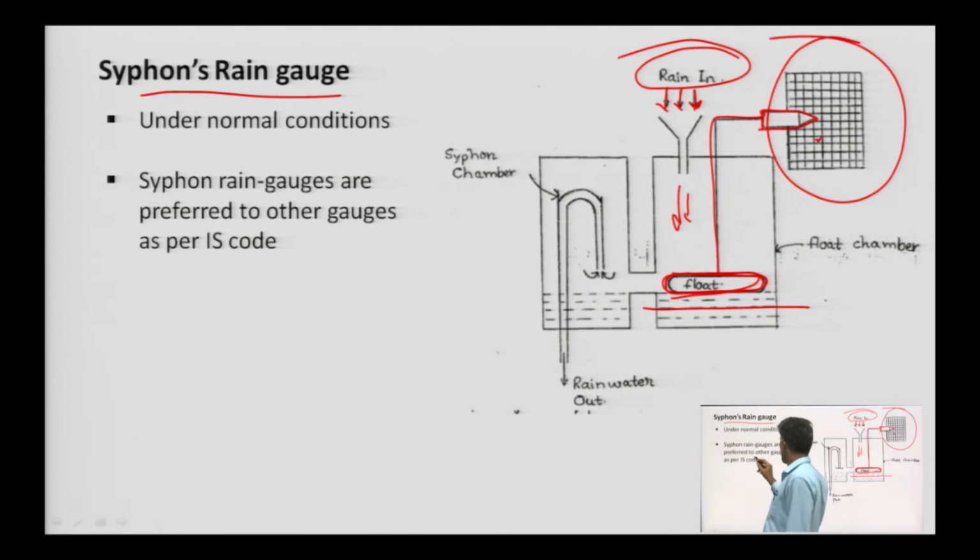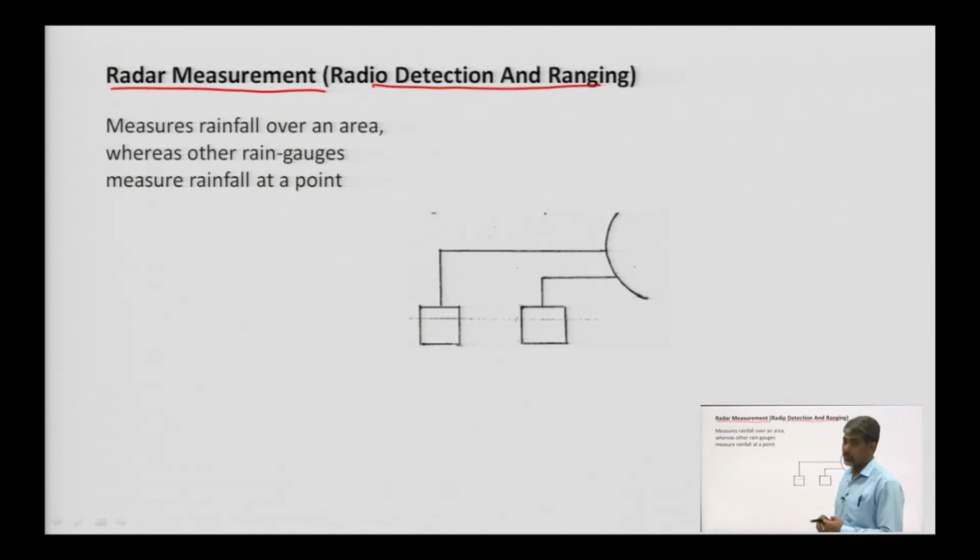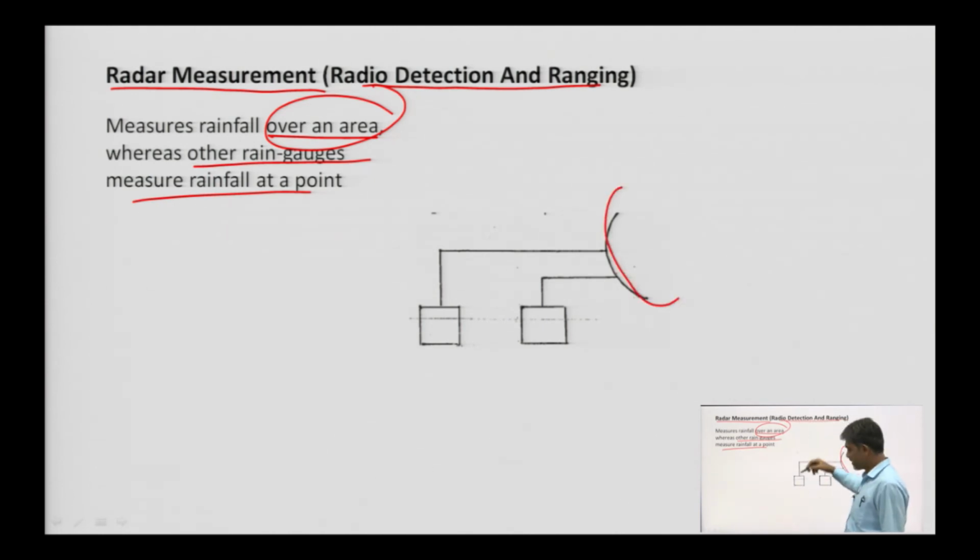This is preferred to other rain gauges as per the Indian Standard Code. The next type of recorder rain gauge is the radar measurement. We use radio detection and ranging technology to record rainfall also, but that system is different. The precipitation is not recorded at a location; it is recorded within an area. So, it measures the rainfall over an area, whereas other rain gauges measure the rainfall at a point. Different receiver mechanisms are there, so go through the books for details of that.